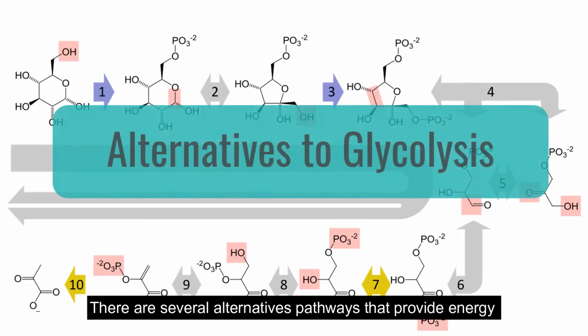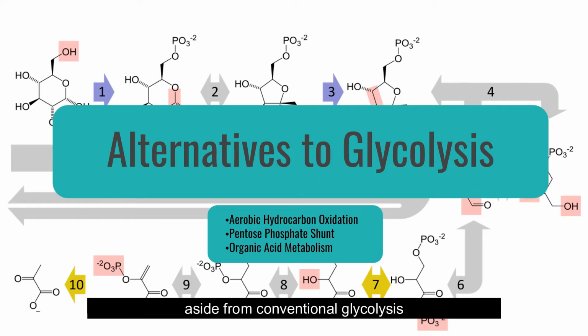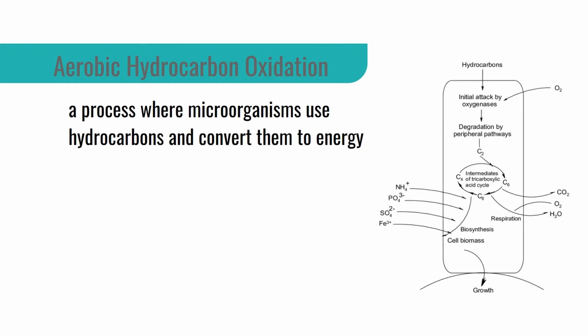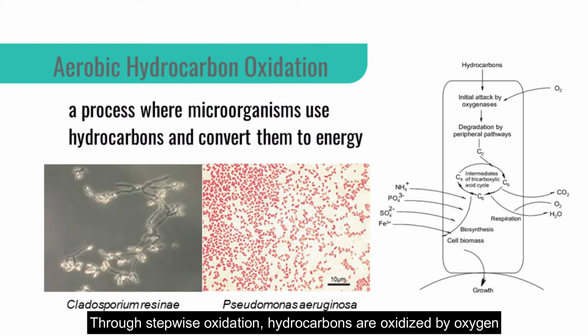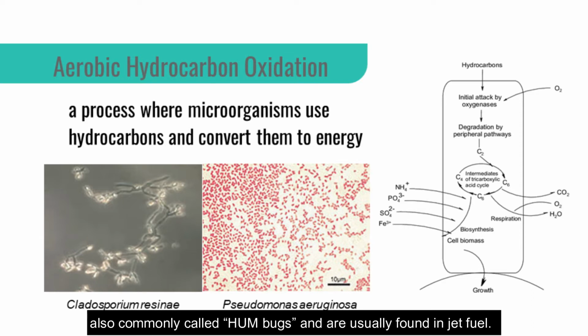There are several alternative pathways that provide energy aside from conventional glycolysis. First off, we have aerobic hydrocarbon oxidation. Aerobic hydrocarbon oxidation is a process where microorganisms use hydrocarbons and convert them to energy. Through stepwise oxidation, hydrocarbons are oxidized by oxygen to produce water. Notable examples of microorganisms that use hydrocarbons are Cladosporium resinae and Pseudomonas aeruginosa, also commonly called humbugs, and are usually found in jet fuel.